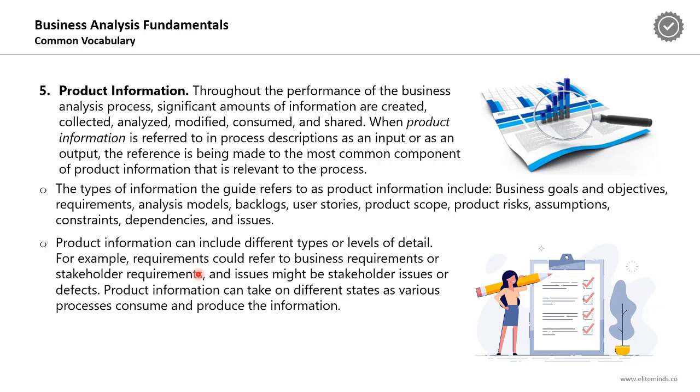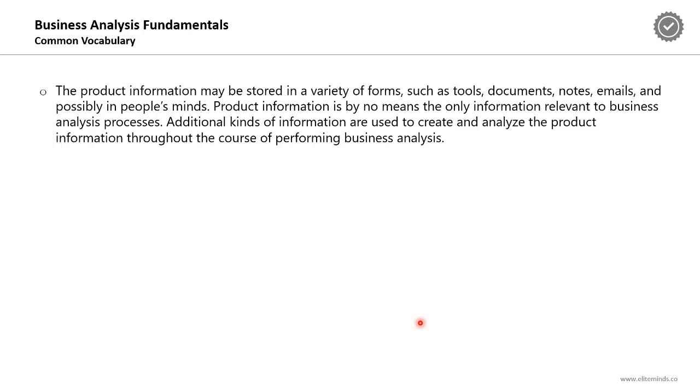Product information can include different types or levels of detail. For example, requirements could refer to business requirements or stakeholder requirements, and issues might be stakeholder issues or defects. Product information can take on different states as various processes consume and produce the information. The product information may be stored in a variety of forms, such as tools, documents, notes, emails, and possibly in people's minds. So there are a variety of ways where we can document the product information.